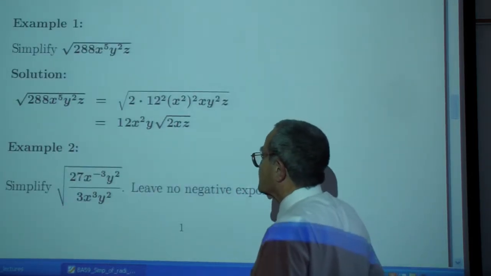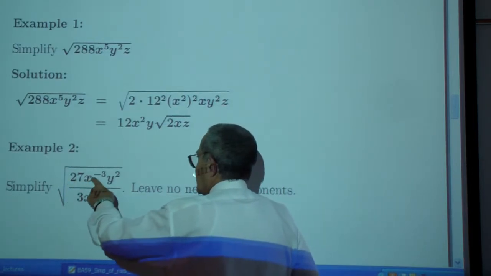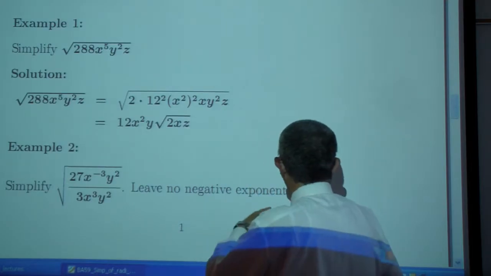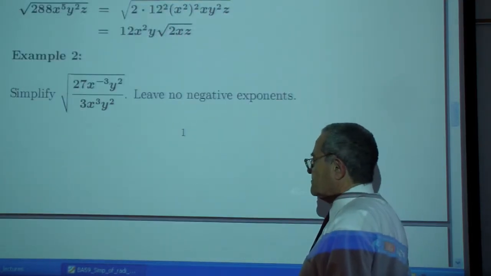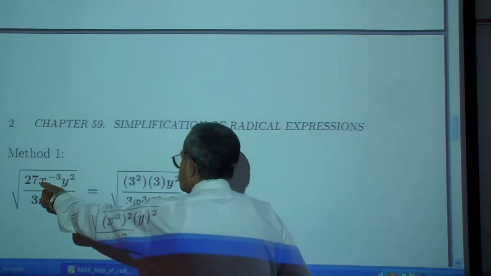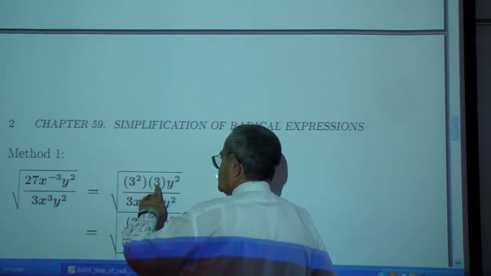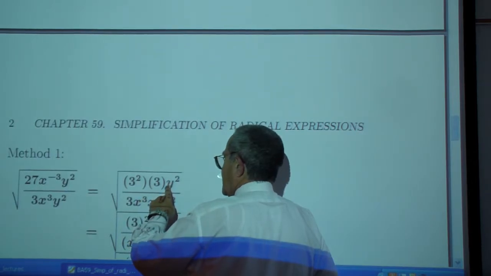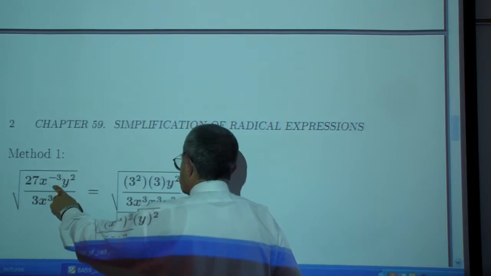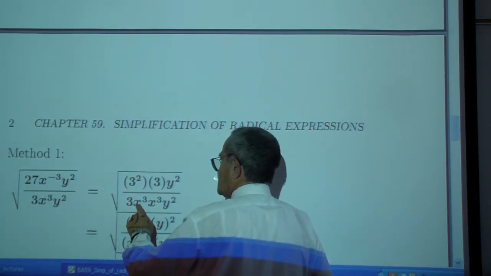Example 2. You have 27x to the negative 3y squared over 3x cubed y squared. Leave no negative exponents. Okay? First of all, you have 27, which is 3 squared times 3, times y squared. x to the negative 3 becomes 1 over x cubed.